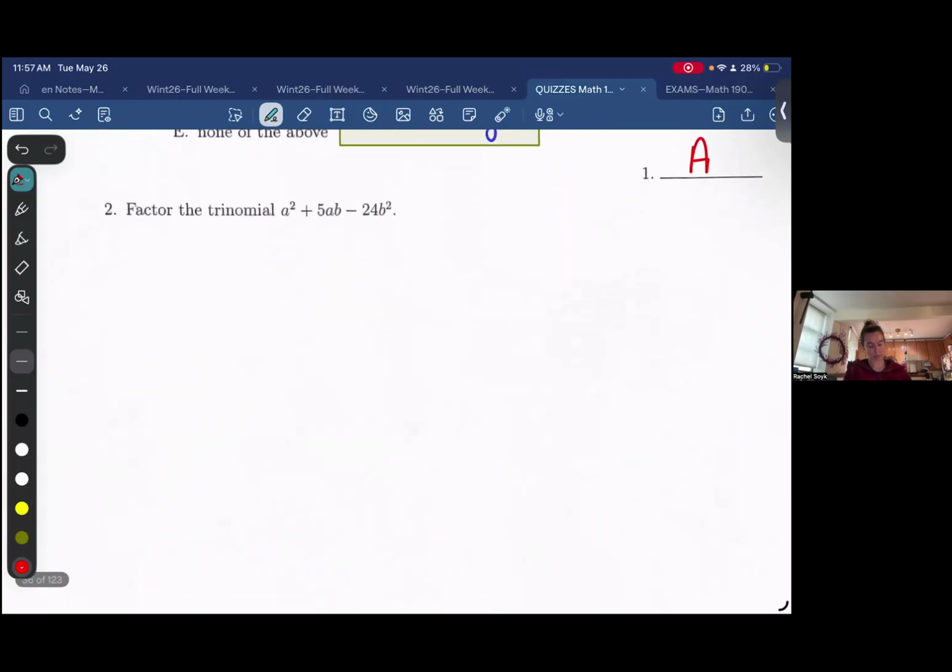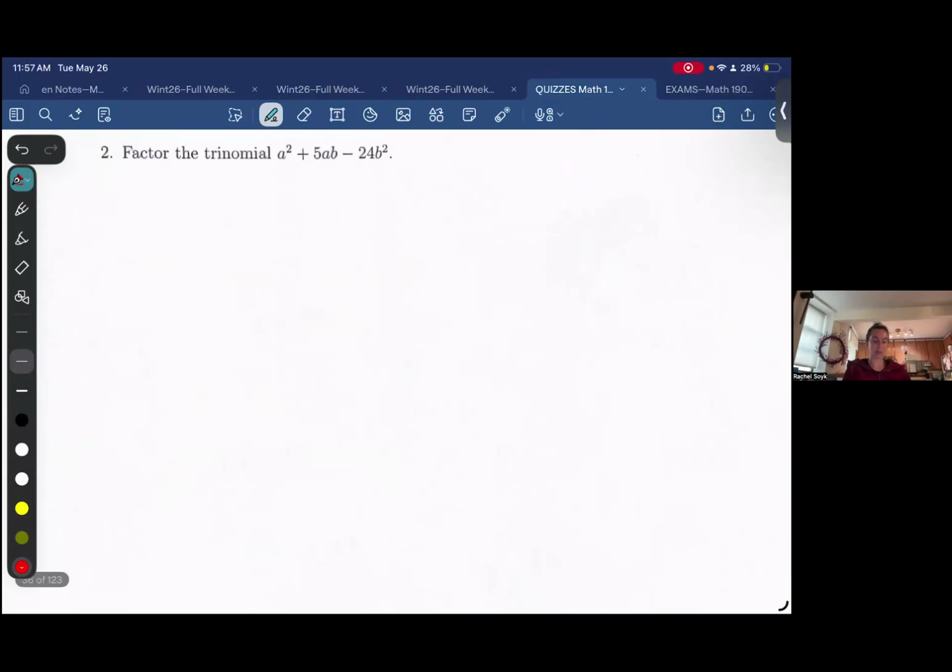Let's move on to question 2, where we're asked to factor this trinomial. We're going to treat our negative 24b squared as a constant. And because our leading coefficient is 1, we're just looking for factor pairs of negative 24b squared that add to 5b. Well, factor pairs of 24, we have 1, 24.